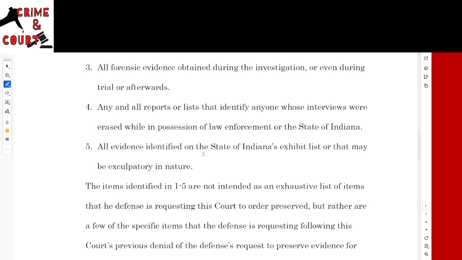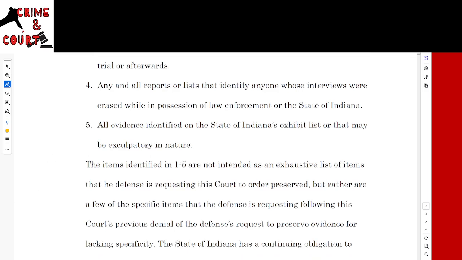and preserved. Any and all reports or lists that identify anyone whose interviews were erased while in possession of law enforcement or the State of Indiana. Well, we know that's in reference to the certain individuals that just happen to be mentioned in the Franks memo, like Brad Holder and Patrick Westfall, those guys, Elvis Field. Their interviews just happened to get erased.